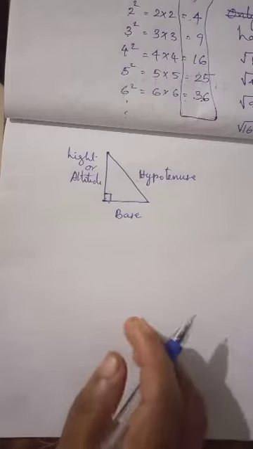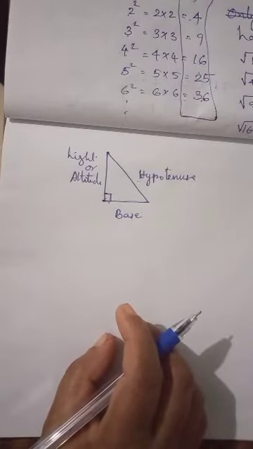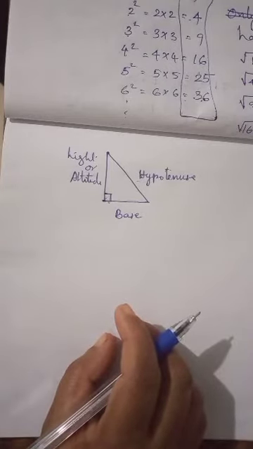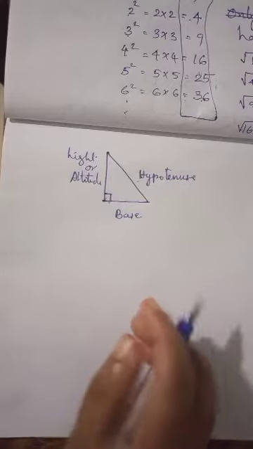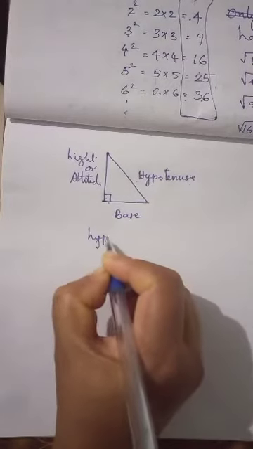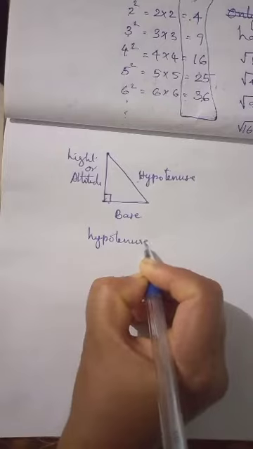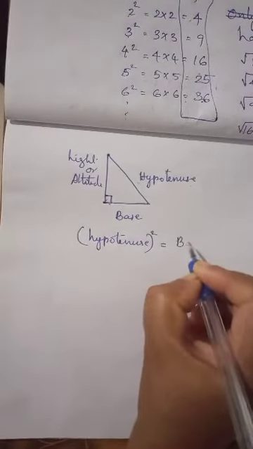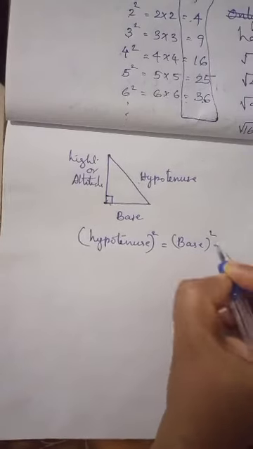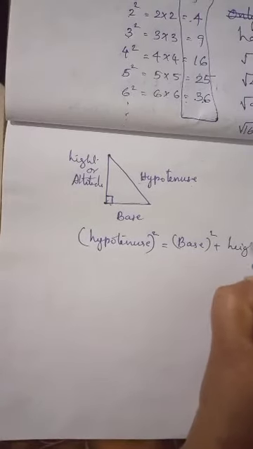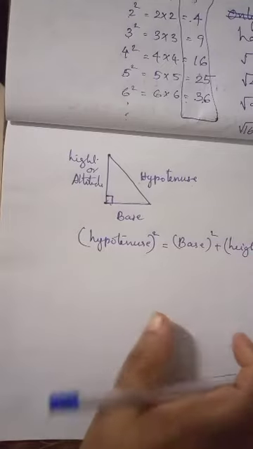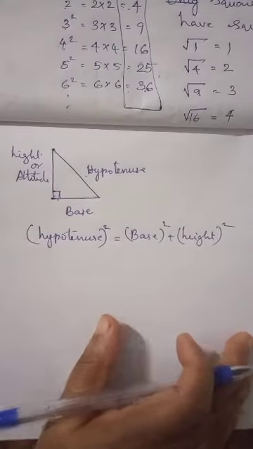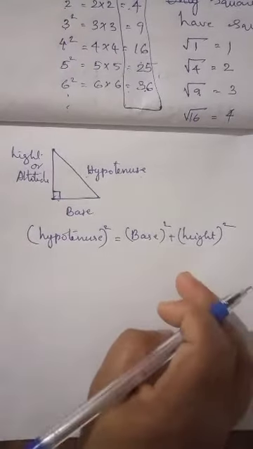Pythagoras theorem says that the sum of the squares of the remaining two sides is equal to hypotenuse square. That is, hypotenuse square is equal to base square plus height square. Base square plus height square is hypotenuse square. This is the Pythagoras theorem.